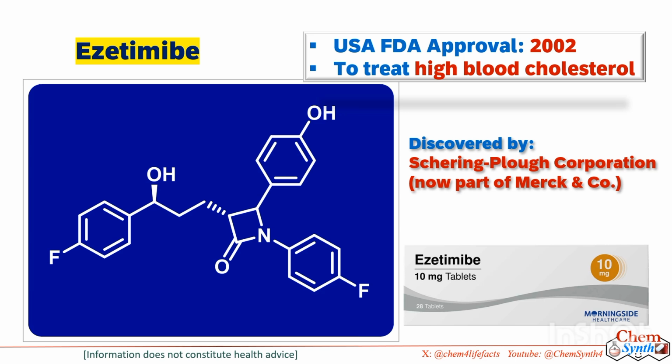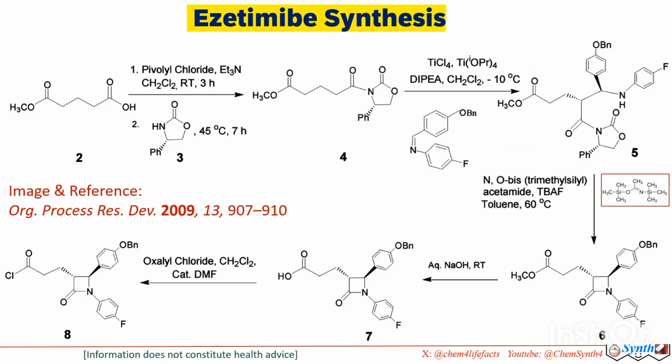Now I will be discussing the synthetic route for this molecule. There are several routes available for the synthesis of the molecule. However, I will be discussing two literature. First is one OPRD journal that was published in 2009 from Reddy's Laboratory, India. You can see here the synthesis starts from monomethyl glutarate.